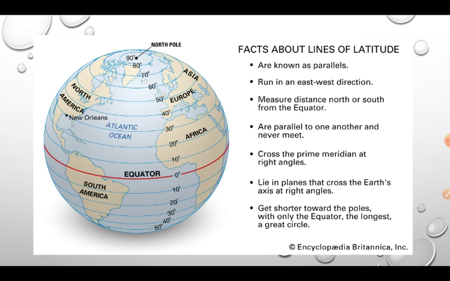Lines of latitude cross the prime meridian at a right angle. They lie in planes that cross the Earth's axis at a right angle. They get shorter toward the poles. You can see in the picture that these lines become shorter. Whenever you go upside, whenever you observe the upper lines, they are getting shorter. The longest is the equator, the longest great circle.